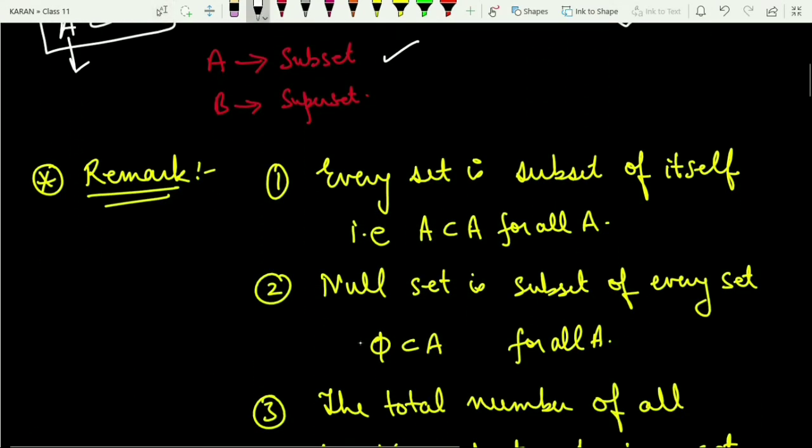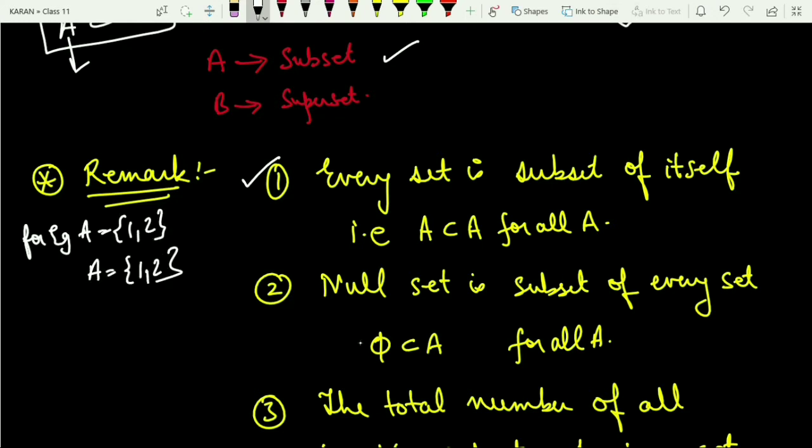The first remark is every set is a subset of itself. You have to remember this: every set is contained in itself, for all A. For example, if A is {1, 2} and B is A only, I have to show that every set is a subset of itself. Clearly, 1 is a member of this, it is also a member of this. 2 is a member of this, it is also a member of this. So every set is a subset of itself. This is a very important remark that you should remember.